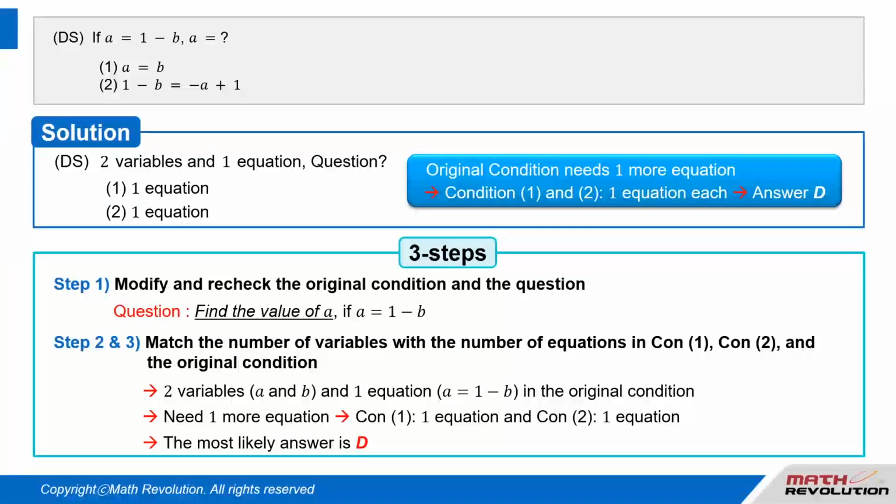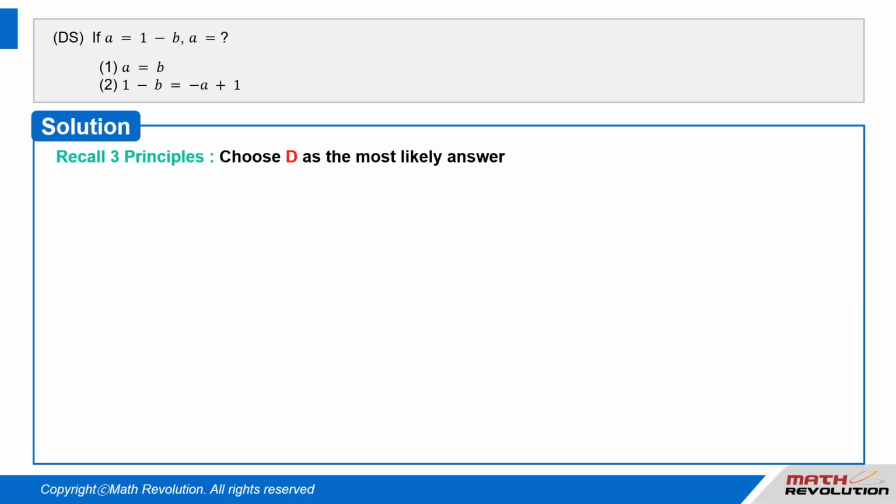Follow the second and third steps. From the original condition, we have two variables, A and B, and one equation, A equals 1 minus B. To match the number of variables with the number of equations, we need one more equation. Since conditions 1 and 2 will provide one equation each, D would most likely be the answer. Recall three principles and choose D as the most likely answer.